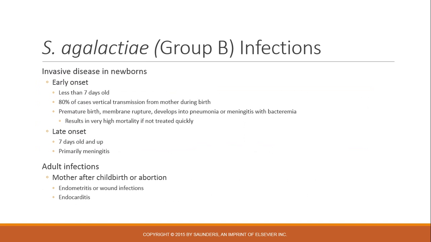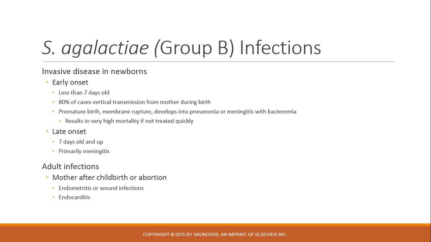Okay, group B strep. When you think of group B strep, you want to think of this invasive disease of newborns. It can either be an early infection or a late infection, and usually the late infection is the milder disease. They can recover from that. Usually, we'll see meningitis. So think of newborns and meningitis with group B strep.